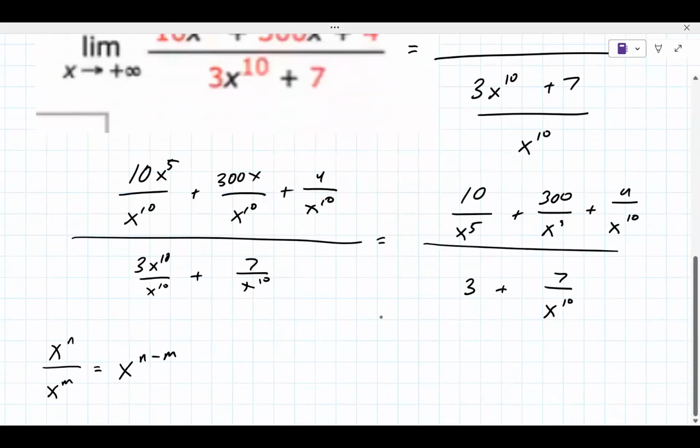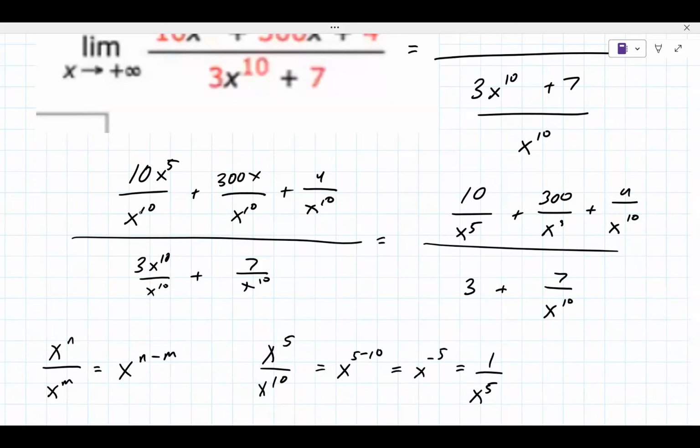And if it's a negative exponent, like you can see here, 5 minus 10 is negative 5, the exponent goes to the bottom. Okay, I see. So let me just show, if it's x to the 5 over x to the 10, 5 minus 10 is minus 5, which is 1 over x to the fifth, like that. Okay. Yeah, it's definitely a much longer process.